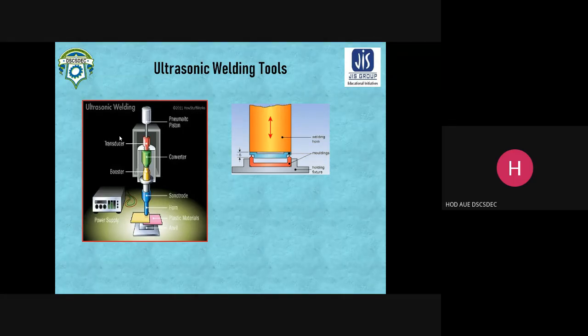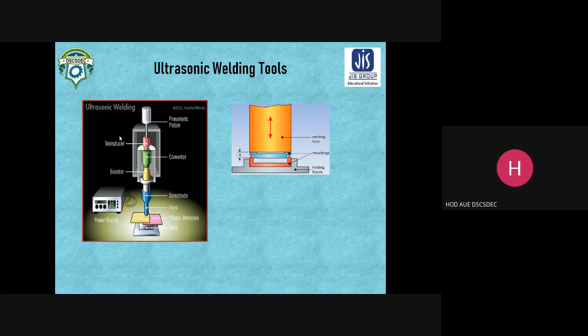Now coming to the booster part. This booster serves basically two purposes. First of all, its basic purpose is to amplify the mechanical vibrations which are produced at the tip of the transducer. You can understand from the word booster, it boosts the mechanical vibrations, or in other words, it amplifies the mechanical vibrations which are produced at the tip of the transducer.